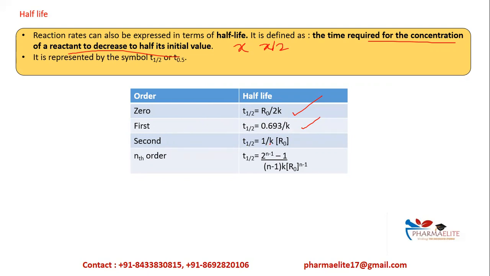For second order, the half-life is 1 by K upon R0. And to find the nth order, that is, if you're not given the order of reaction, you can use this formula. Basically, the first three are more than enough if you remember them.